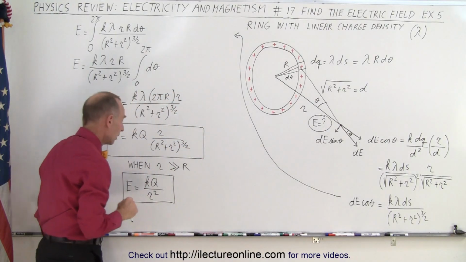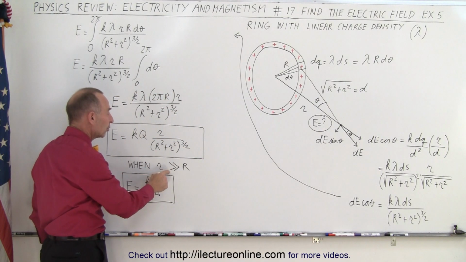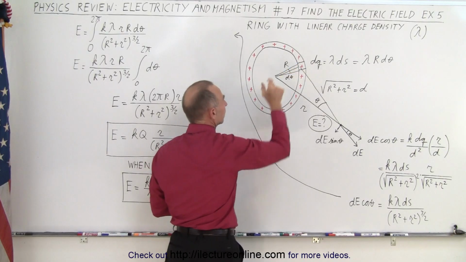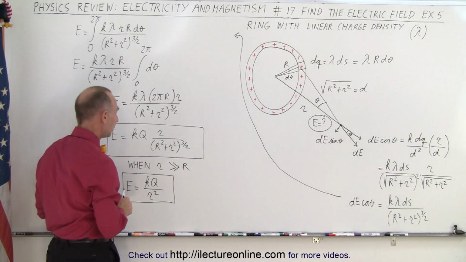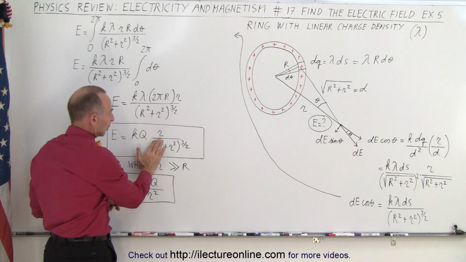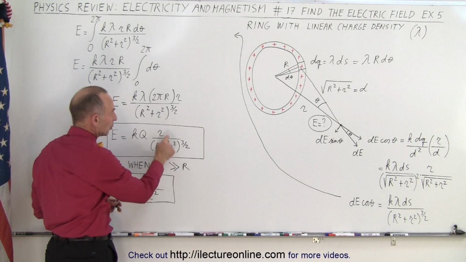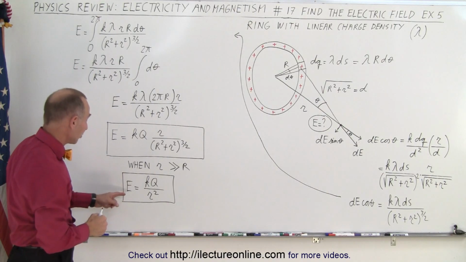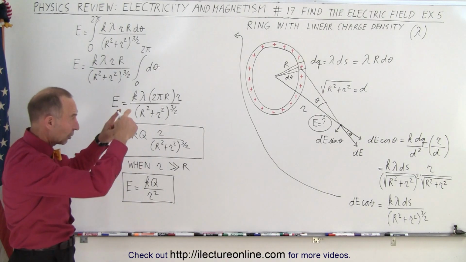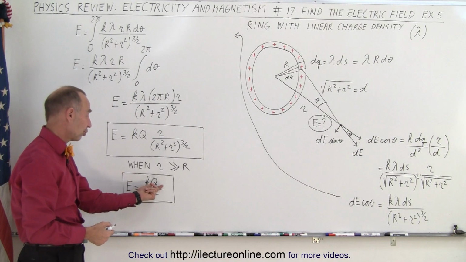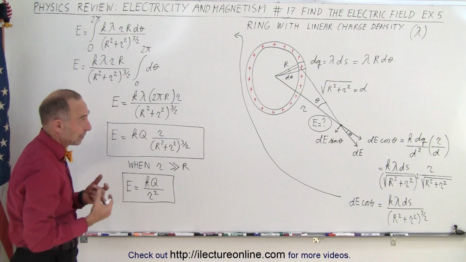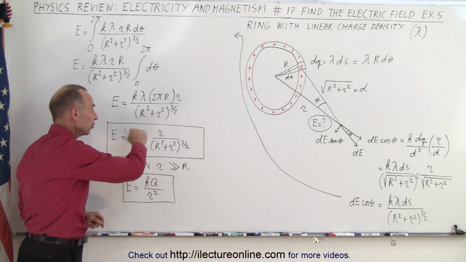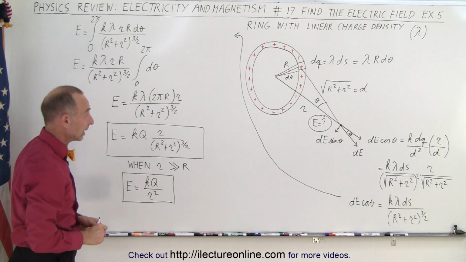Now, what happens when little r is much bigger than big R? In other words, the distance away from the circle becomes very large relative to the radius of the ring. When that happens, notice that the R squared will go away. In the denominator we have r cubed, in the numerator we have r to the first power, so this reduces to r squared in the denominator, and now we end up with a very familiar equation again: the electric field at some distance far away from a ring of charge is simply equal to k times the charge q divided by the distance squared. So it begins to act like a point charge when you go far enough away from the ring. If you're not very far away from the ring, then you must use this equation to find the electric field, and that is how it's done.